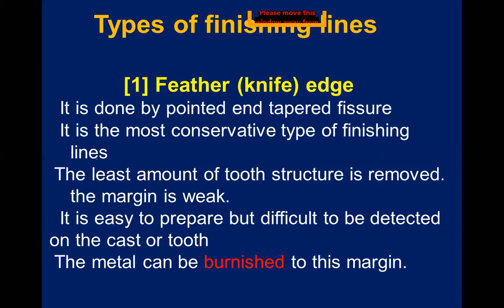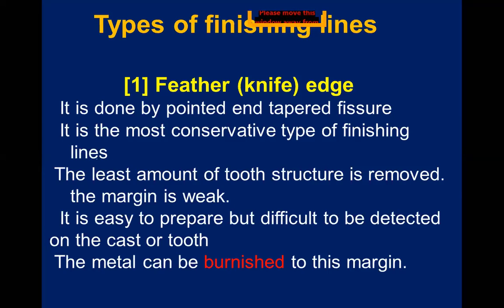And it is created by what? By removing a very little amount of the tooth structure. So it is considered the most conservative type of the finishing lines. And it requires, as we said, little removal of the tooth structure. For this reason, this margin will be a weak margin.